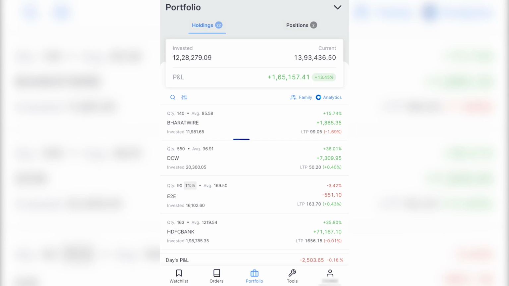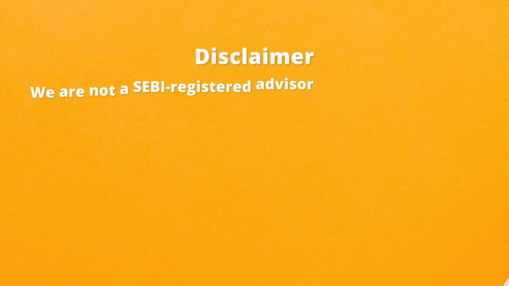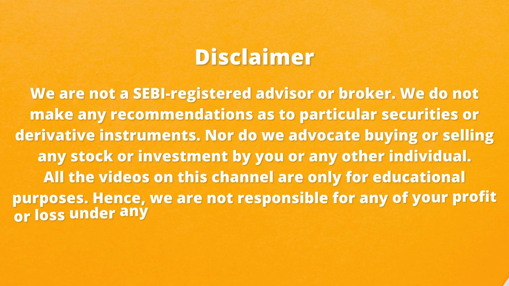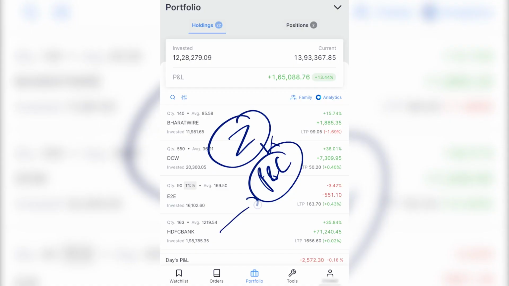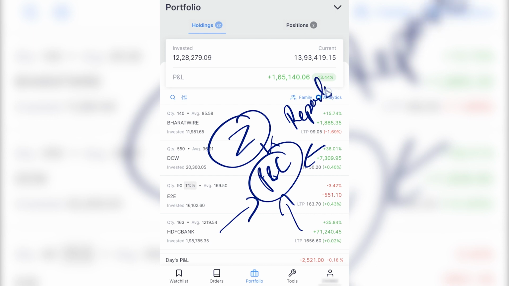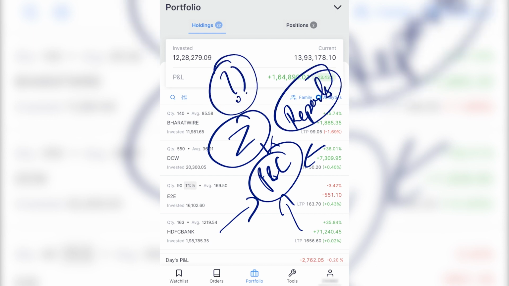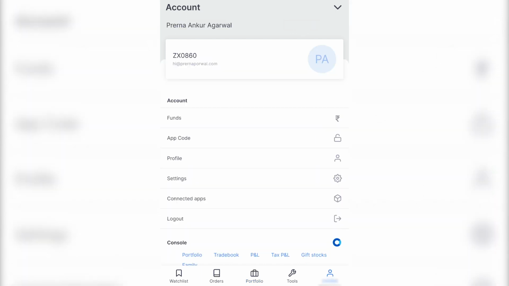Hi friends, today we are going to look at an interesting Zerodha feature which is P&L. Basically, we are seeing how do we know our P&L, how do we check the reports in Zerodha to know how this trading year has been for us. So for that, go to your account section below inside your Zerodha Kite application.